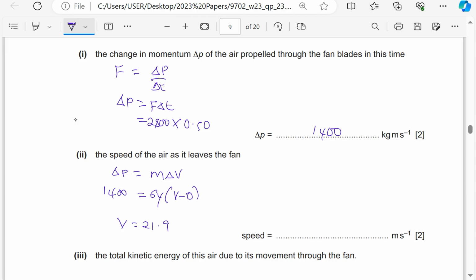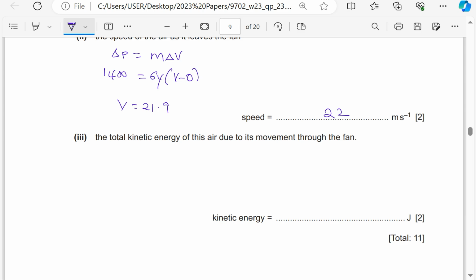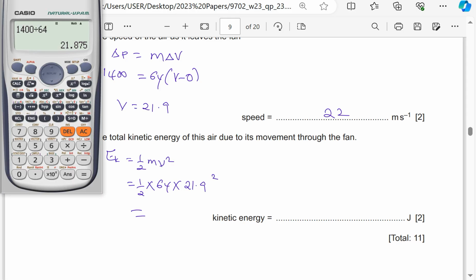21.9. So I can write 22 approximately to two significant figures. Then total kinetic energy. We know that kinetic energy is equal to a half mv squared. This is going to be a half times the mass of the air, which is 64, and the speed is, I'll use 21.9, but this is squared. So I have 0.5 times 64 times 21.9 squared.